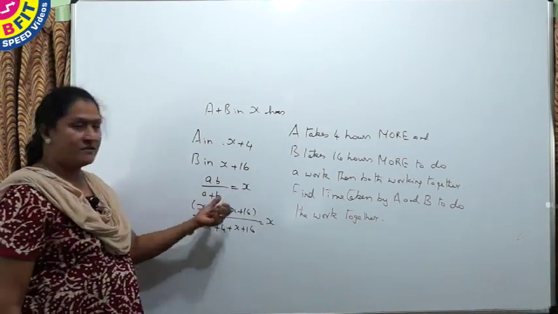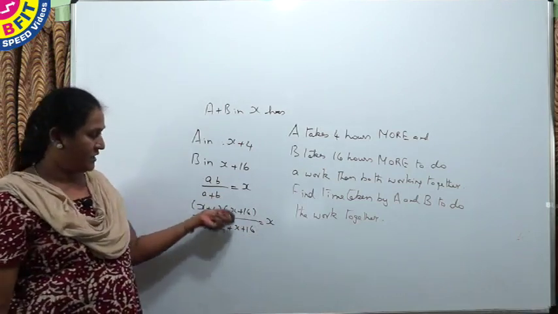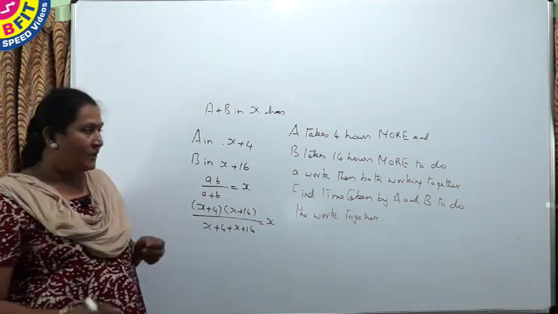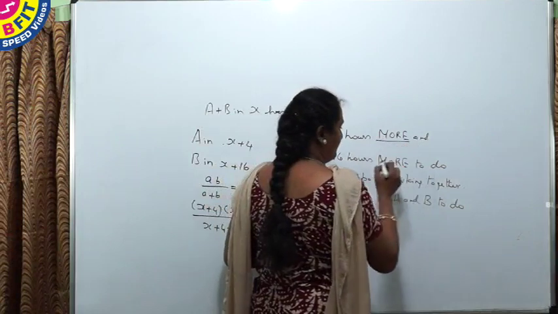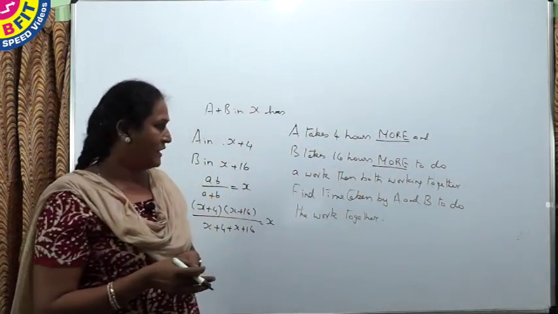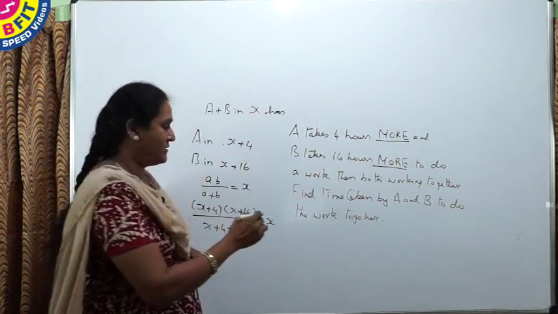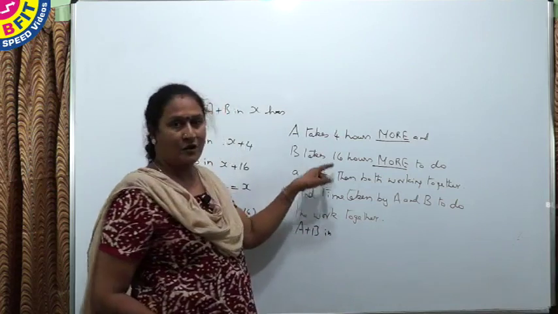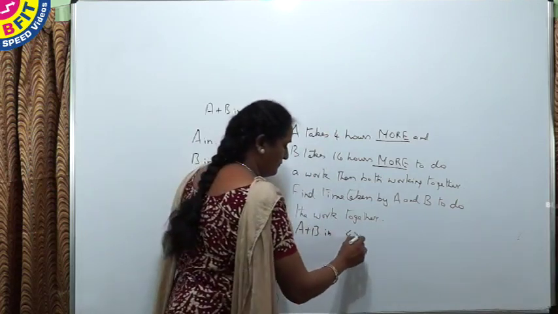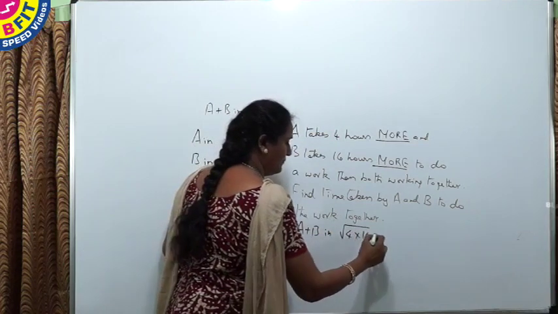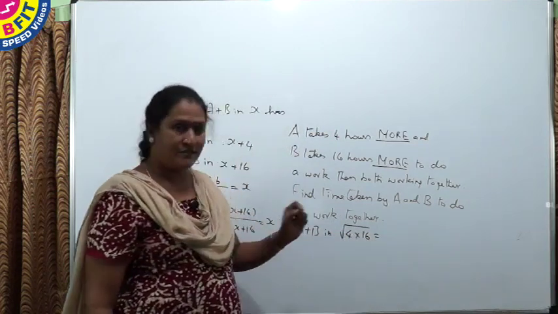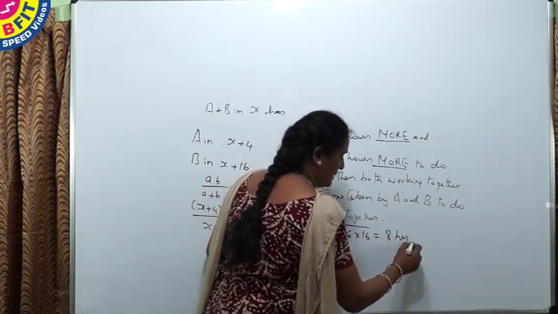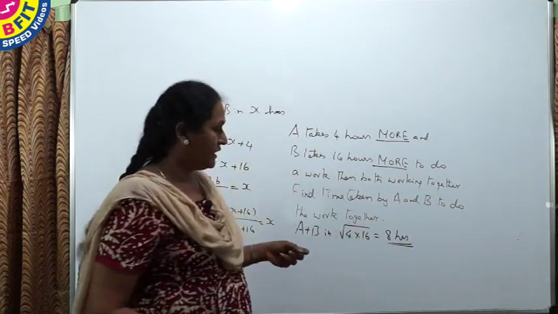Now expanding this and solving, you get a quadratic equation in X. You have to factorize that and solve for X. But in the question, whenever they give us time taken more than working together, instead of doing all this, the answer will be the product of the additional time, and take the square root. The product of 4 and 16 is 64. The square root of 64 is 8. So A and B together can do the work in 8 hours.